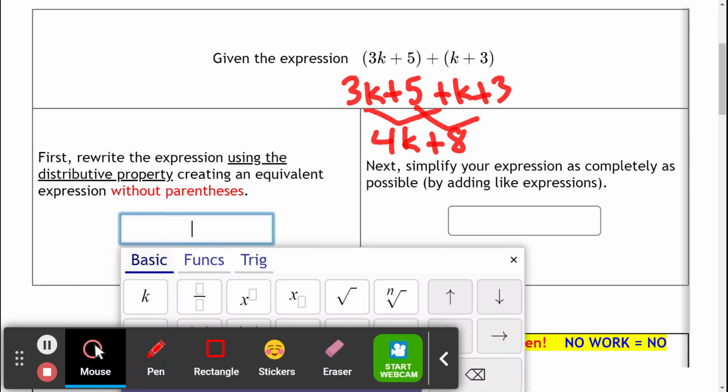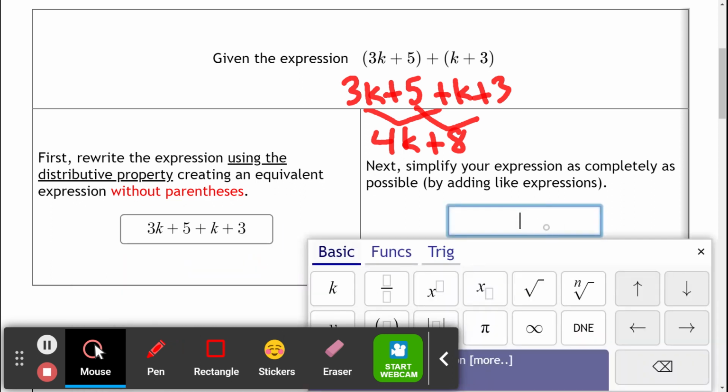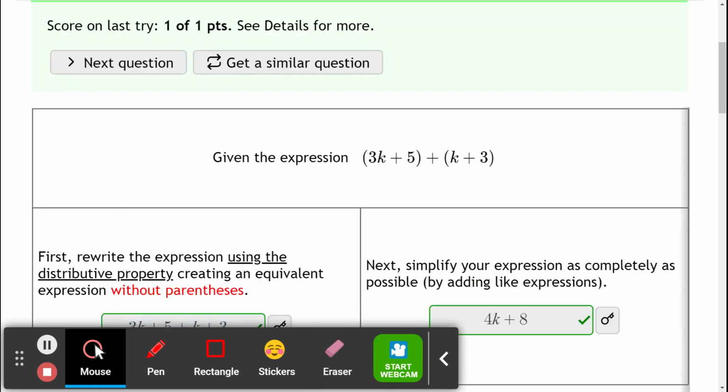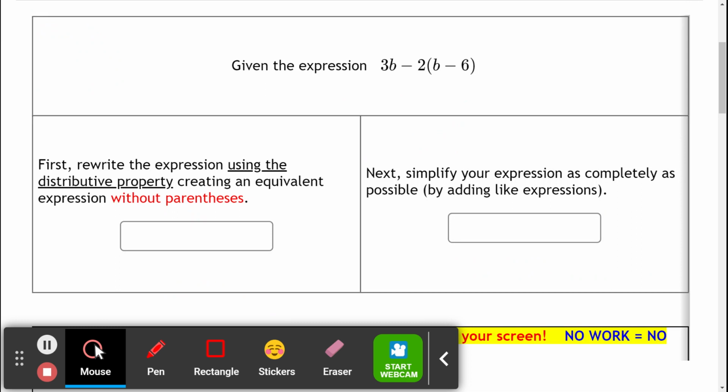Where we have 3k plus 5 plus k plus 3. And then over here, we would have 4k plus 8. And there you go. So on the next one, given this expression, let's see.